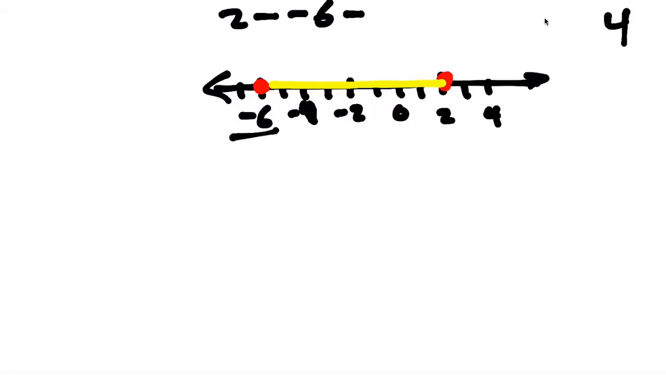Remember, difference is a subtraction problem. So 2 minus a minus 6 is the same as 2 plus 6, which gives us 8. So I know now that these are 8 units apart. Now, that means that in order to figure out my midpoint, I have to divide this in half.